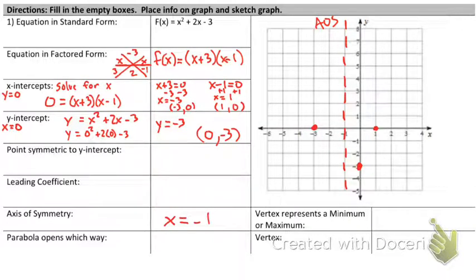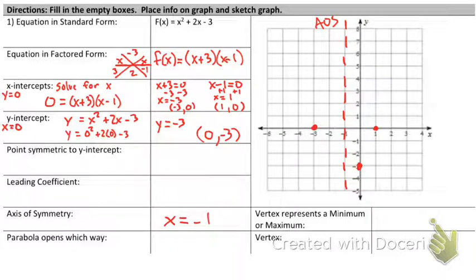And what you'll notice is this line here actually is the middle point between our x-intercepts, and that's the key. We want to find the middle point between our x-intercepts. So again, this is how we do it visually. There's actually an algebraic way we're going to talk about later, but for now, we're just doing this visually. Okay, so axis of symmetry is negative 1.